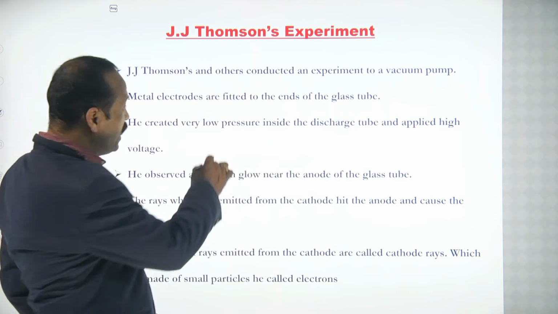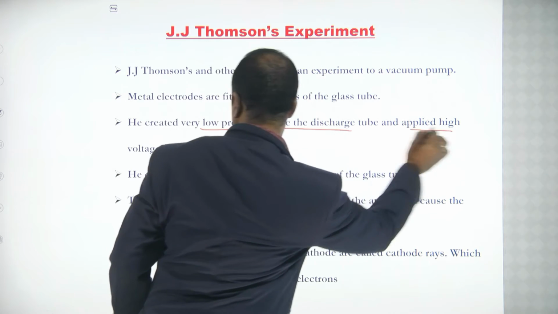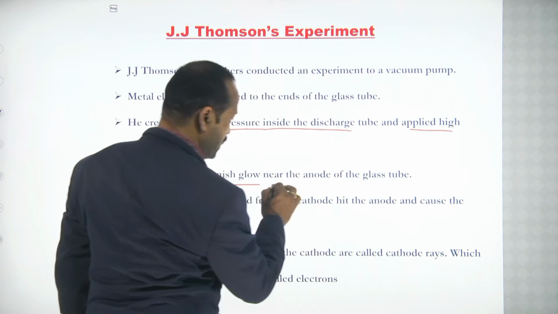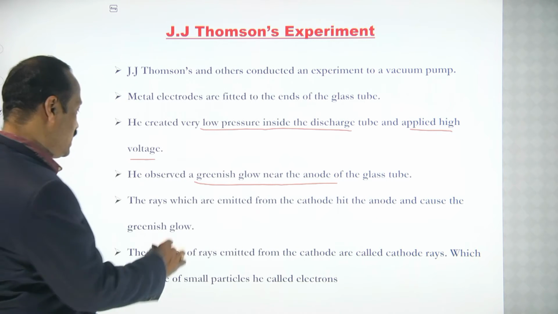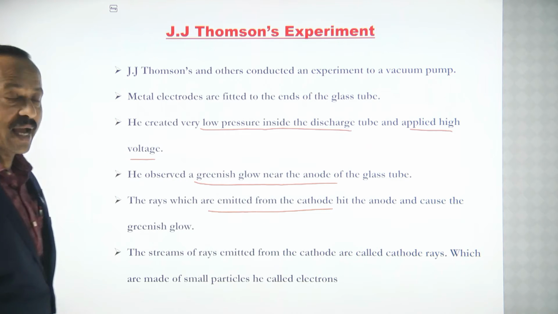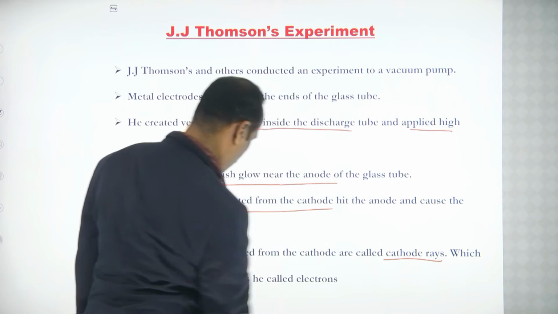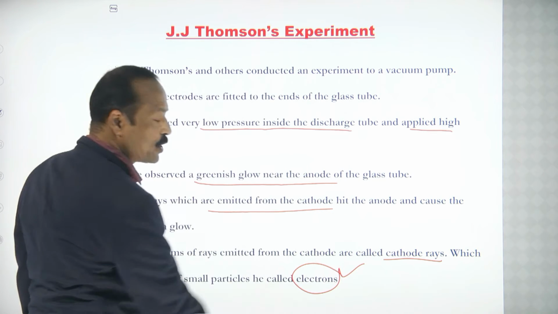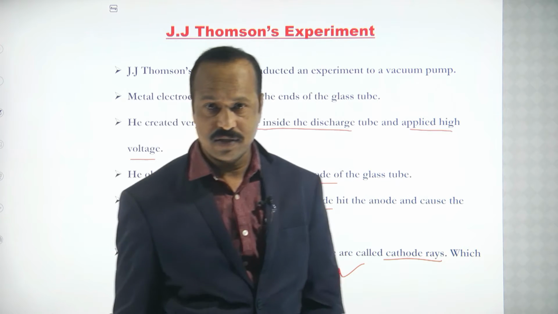He created a very low pressure, this is very important, inside the discharge tube and applied high voltage. At that time, greenish rays started and they moved towards the anode, and these rays are emitted from the cathode, hence they are called cathode rays. So the stream of rays emitted from the cathode, hence called cathode rays, are made up of small particles called electrons. So that is the discovery of electrons.